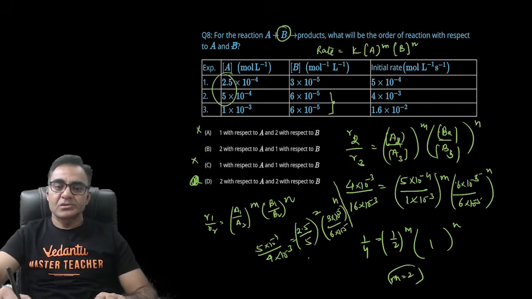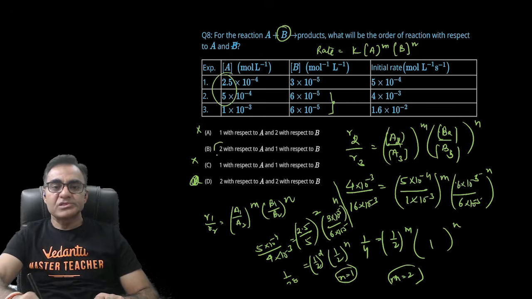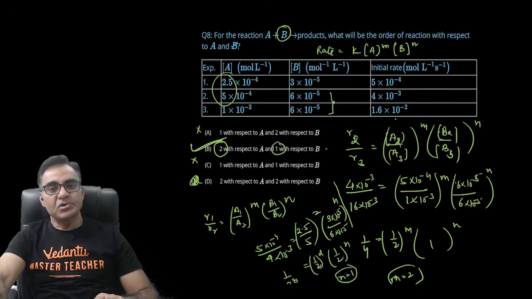Okay, तो 1 upon 2 raised to the power 2 is equal to 1 upon 8 आ जाएगा यहाँ पे, into 1 upon 2 raised to the power n. यहां से n की वैल्यू 1 आ जाएगी. That means order with respect to B is going to be 1. So 2 with respect to A, 1 with respect to B, therefore answer is going to be B. B option is going to be the correct answer of this question. Okay.